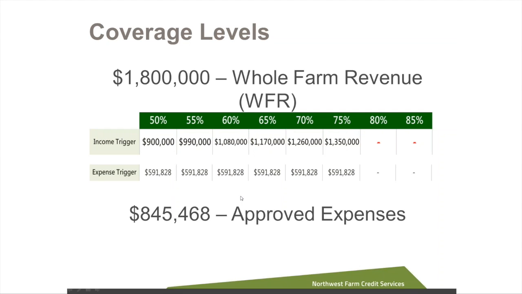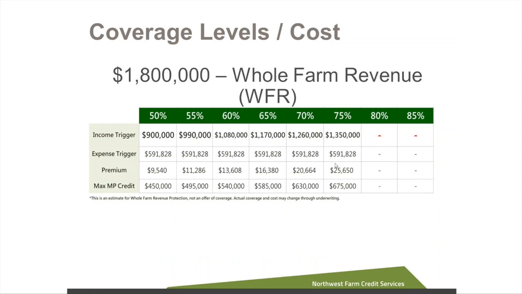Again, we're going to look at the expenses to make sure that you're following your inputs, and you must incur at least 70% of your allowable expenses. If you fall below that 591,000, they will reduce your approved revenue, which effectively reduces your income trigger. So the important point that you want to remember is you've got to know where that income trigger is at.